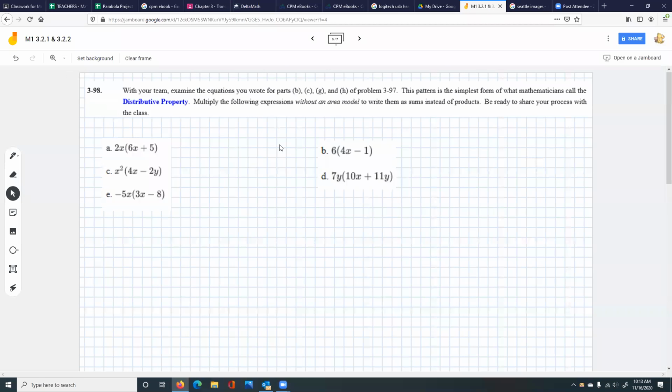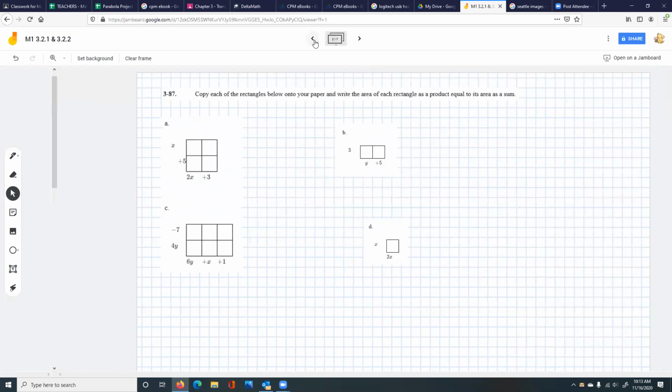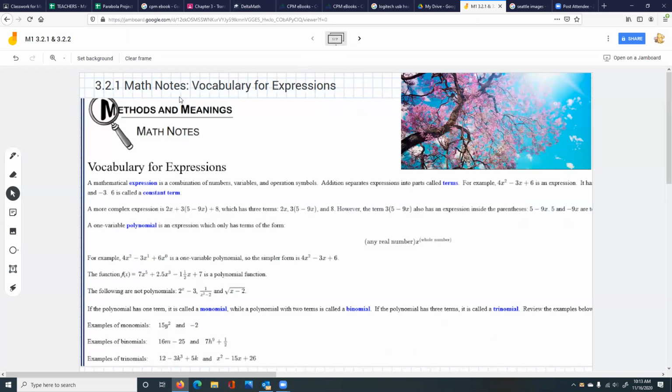If you have your books open to 321, that's where we're starting. And actually, this is not the beginning. I need to go back. So 321 math notes, vocabulary for expressions. We're going to take some vocab notes right now. This should be in the notes section of your book, right? Because this is math notes. But you do want to submit it as part of your classwork for today. So let's write 321 math notes, vocabulary for expressions. That's the first thing you want to write down. I'll give you a second to do that.